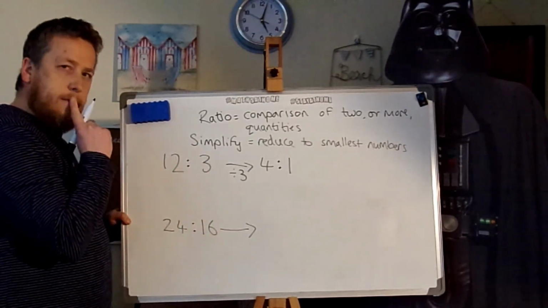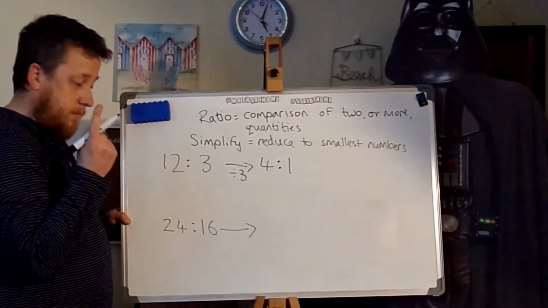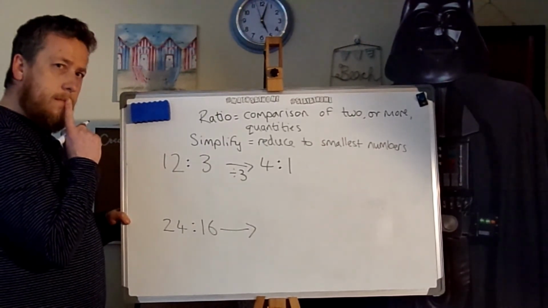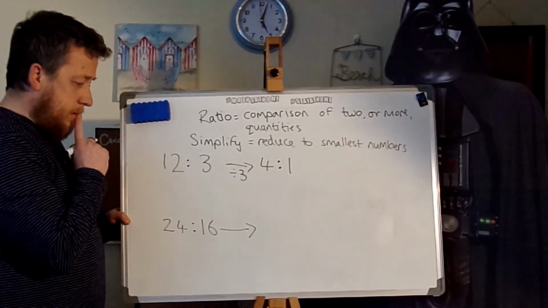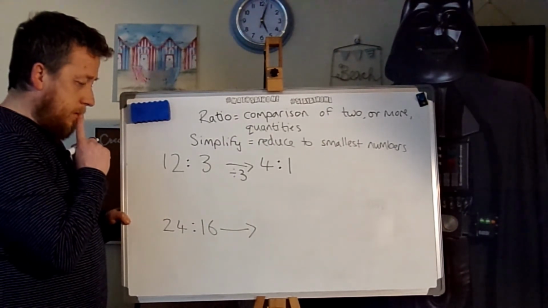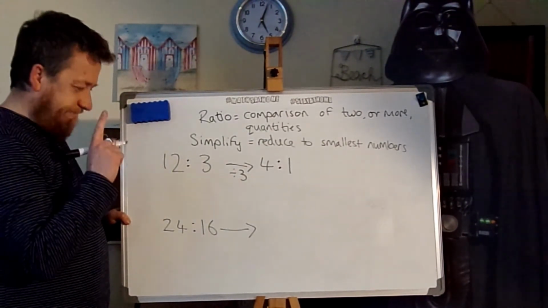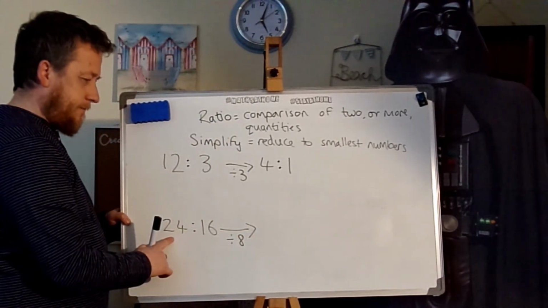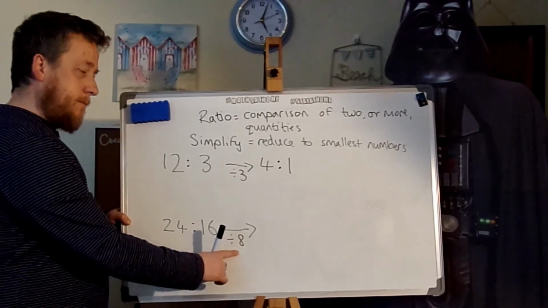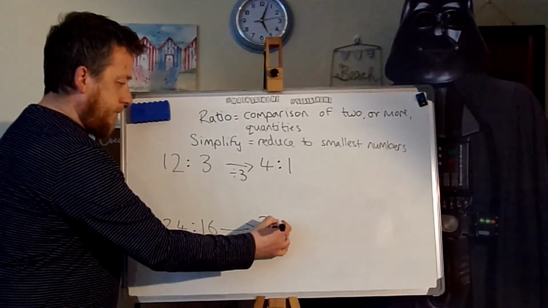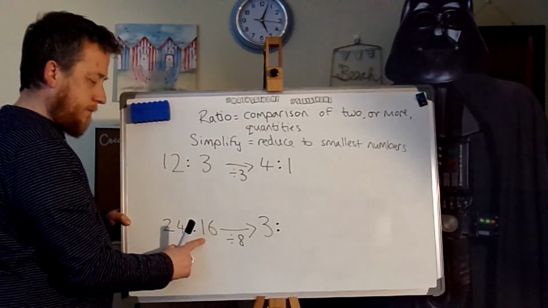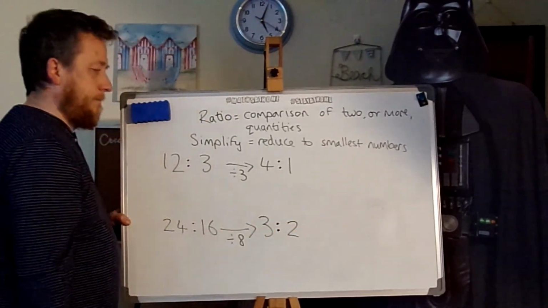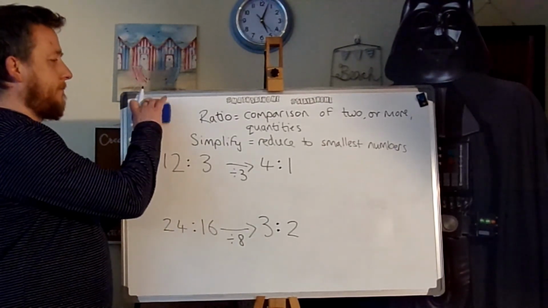Now we look at 24 and 16. They're both even numbers. They're both in the 4 times table, that's possible. But also the gap between them is 8, and we know 16 is in the 8 times table, so of course we can divide them both by 8. 24 divided by 8 is 3, and 16 divided by 8 will give us 2. So 24 to 16 can be simplified to 3 to 2.